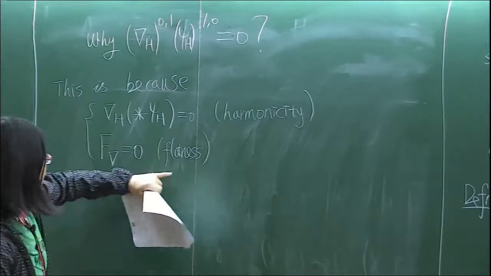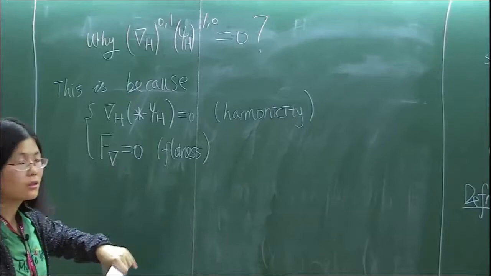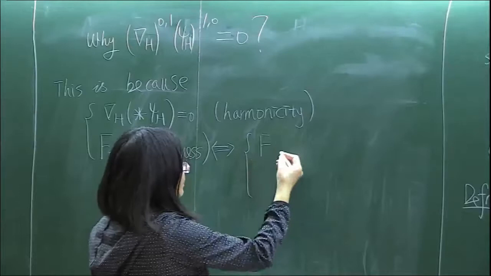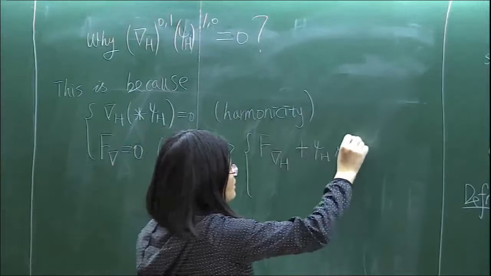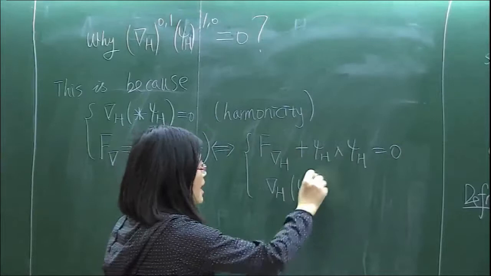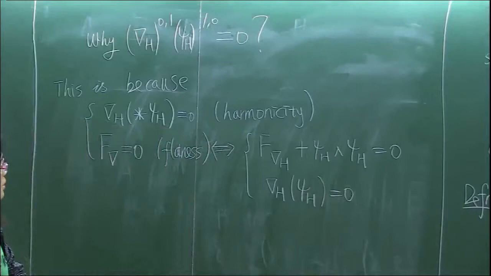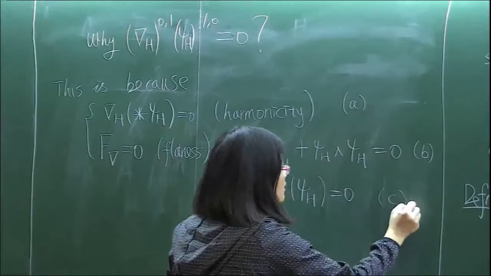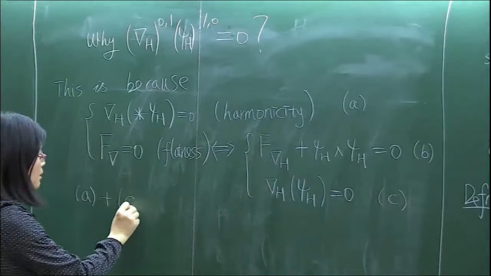If we write in terms of Laplace H plus psi H, it's equivalent to two equations: the curvature of Laplace H plus psi H with psi H equal to 0, and then Laplace H on psi H equal to 0. And we write this as A, B, C. And we can see the property A plus property C, in fact, gives us the equation there.